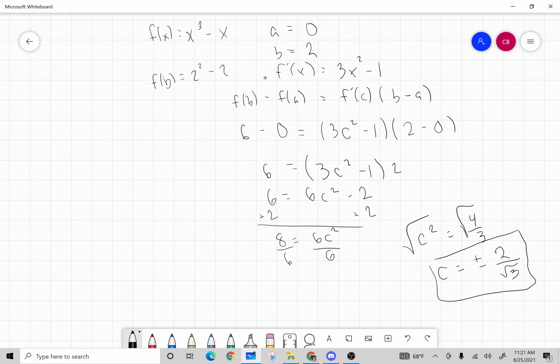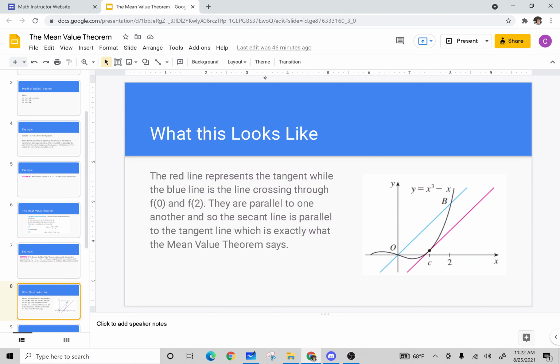Okay. Now, what is this? Well, this is the slope of the tangent line. And so what does this look like? Well, if we look at this slide, the red line represents the tangent and, I'm sorry, it's not the slope, it's the point at which that tangent line is parallel to the secant line that passes through f of a and f of b.